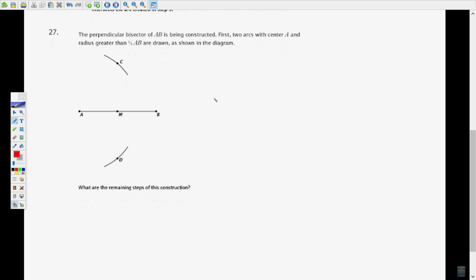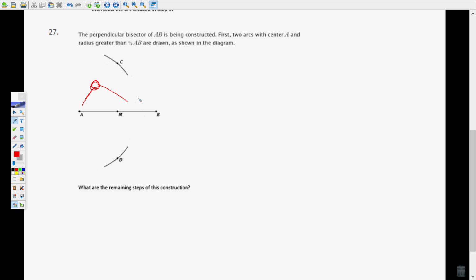The perpendicular bisector of AB is being constructed. First, 2 arcs with center A and radius greater than half of AB are drawn, as shown in the diagram. What that means is you have a segment, and in order to draw the perpendicular bisector, you have to open your compass over halfway across. You might remember me saying that back when we did constructions. It's been a while, but you open your compass over halfway across, and you swing that arc. And sometimes we made it completely, and sometimes you made it above and below.